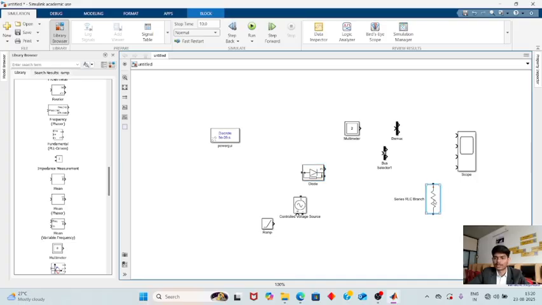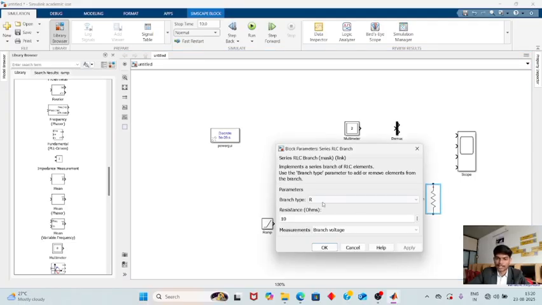Then click on the RLC branch. Here we require the R branch type. Its resistance is 10 ohm, and we want to measure its branch voltage.